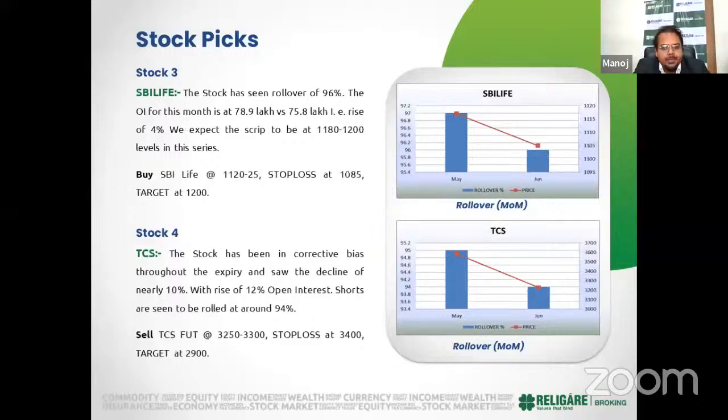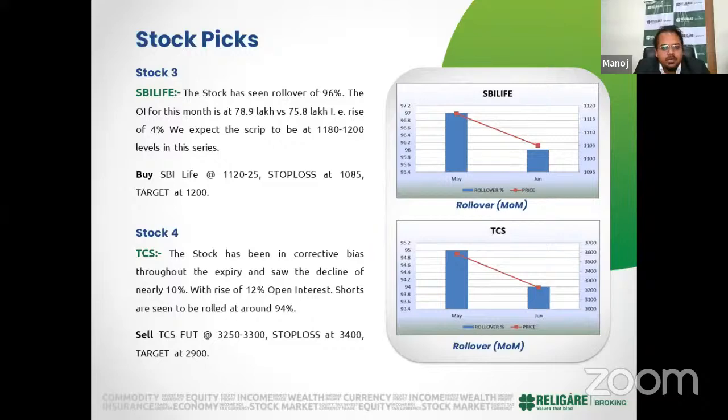Now, the two sectors which have been seeing a good amount of selling, if I might say, are metals as a sector and IT. So we still believe TCS can be sold, or you can short the June futures closer to 3,300.